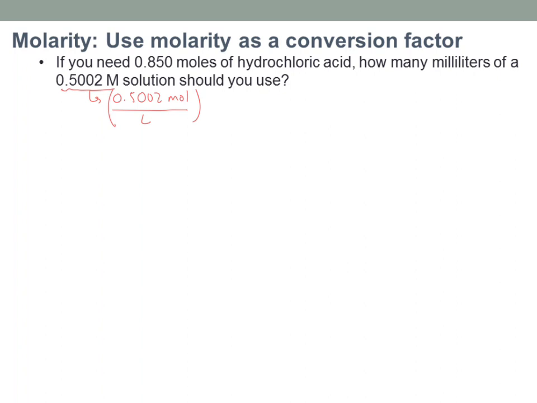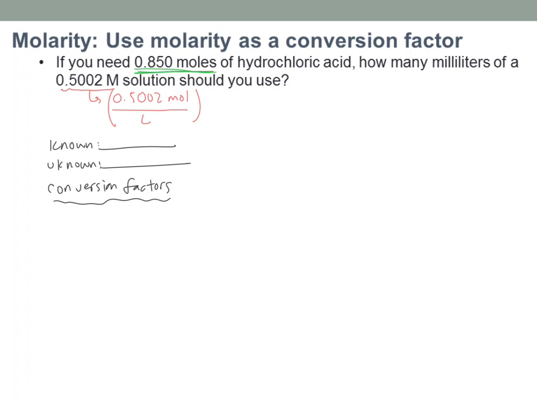And since this is just a conversion factor problem, I'll set it up like I do all of my conversion factor problems, where I'm asking myself, what's my known amount, what's my unknown amount, and what conversions, what conversion factors might I need? Right, so let's get my knowns down. So it looks like my known here, the only thing that's an amount, is 0.850 moles.